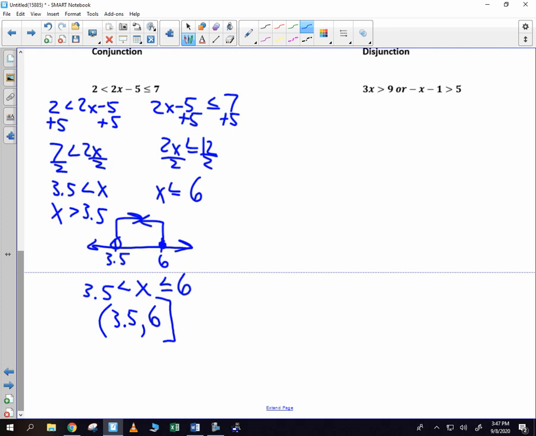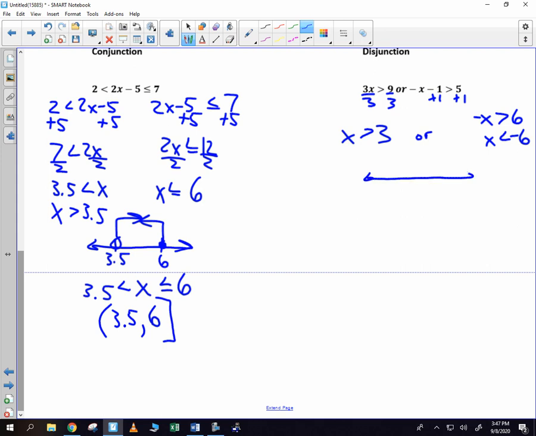Here we're going to have a disjunction. We divide both sides by 3. We get x is greater than 3. Or in this situation, we add the 1. We get negative x is greater than 6. So x is less than negative 6. So, x is greater than 3 or x is less than negative 6.